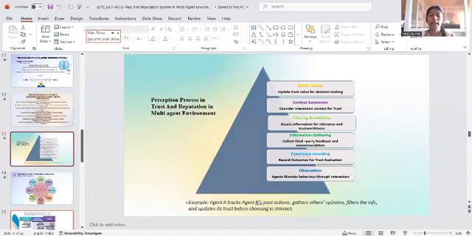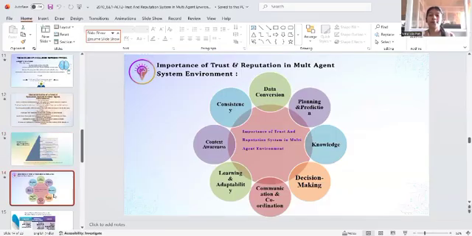Information gathering. In that, collect third party feedback and recommendations. And fourth one is experience recording. In that, record outcomes for trust evaluation. And last one is observation. Agents monitor behavior through interaction. Simple example: agent A tracks agent B's past actions, gathers others' opinions, filters the information, and updates it just before choosing to interact. Next, see the importance of a trust and reputation system in a multi-agent environment.